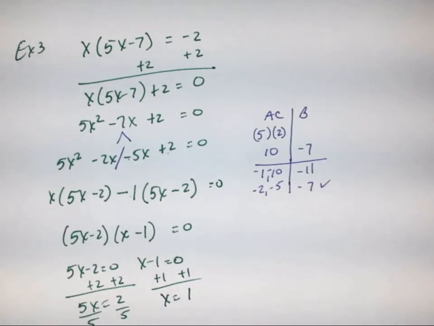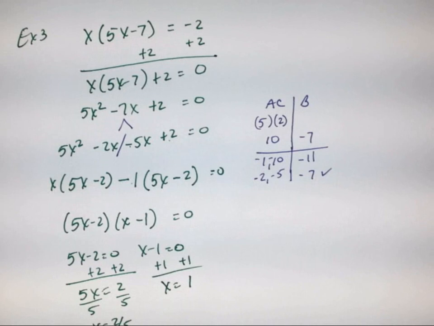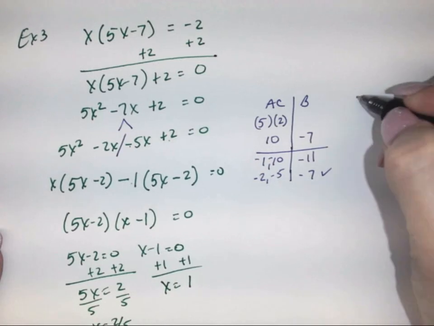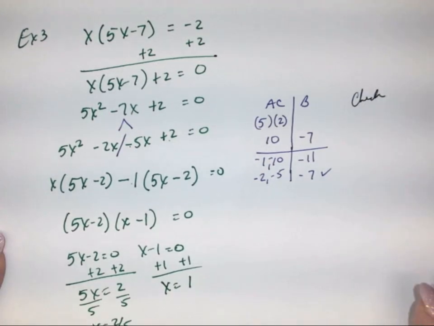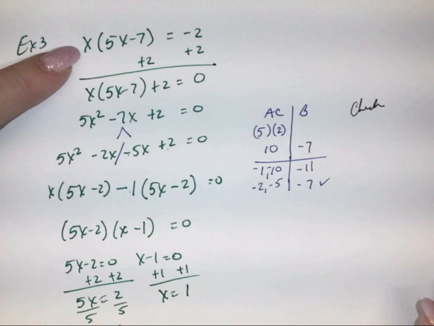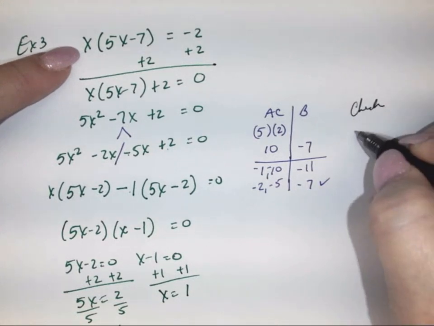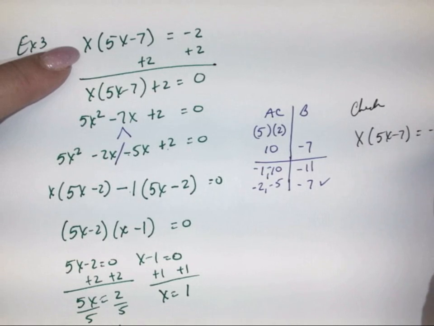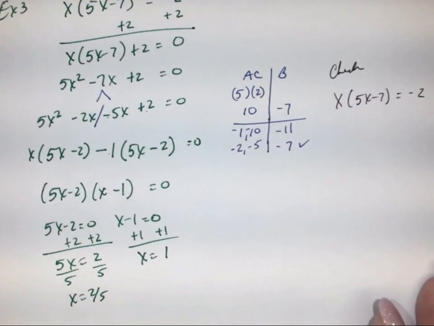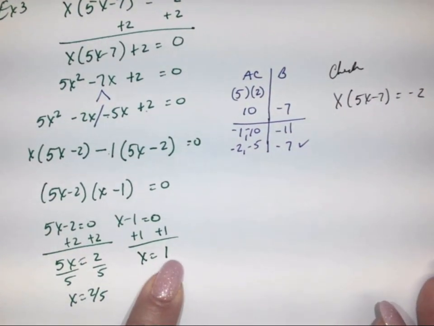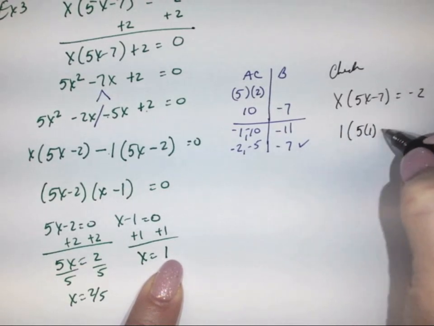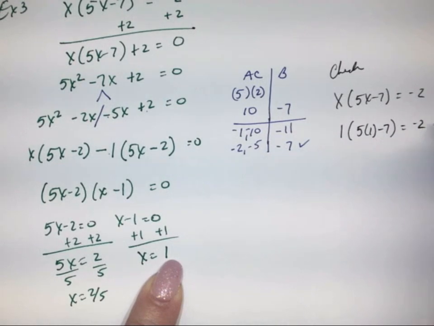Now, you can check to see if these actually work. You should always check it in the original equation. So let's do a little bit of a check over here. We can see if the answers we get actually work. So remember, we have x times 5x minus 7 equal to negative 2 is the original equation. Let's do the 1 first because that's a little bit easier. 1 times 5 times 1 minus 7 equals negative 2.